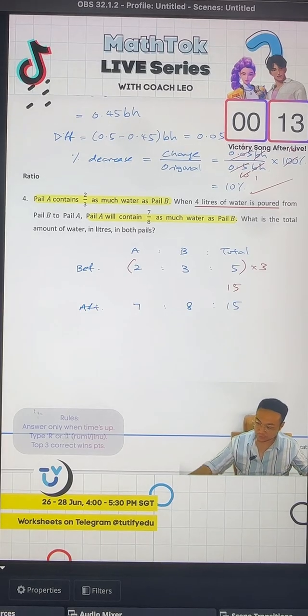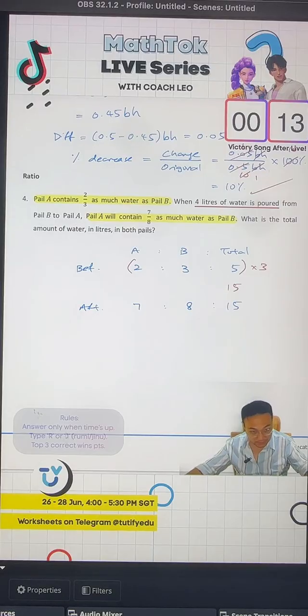By now, some of you should already have your answer, right? I'm going to start the countdown timer. Get ready to type your answer. The question is, what is the total amount of water in both pails? How many liters? Ready? Type your answer when the timer runs out.